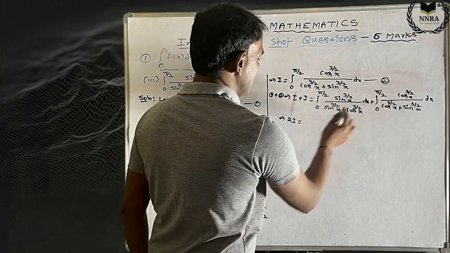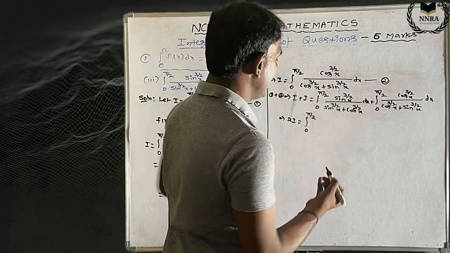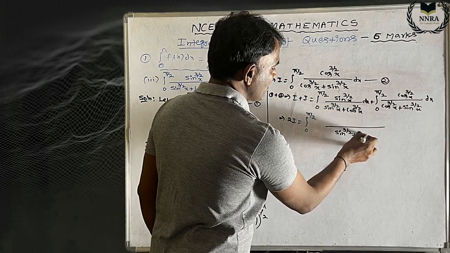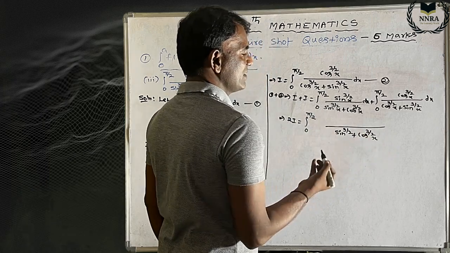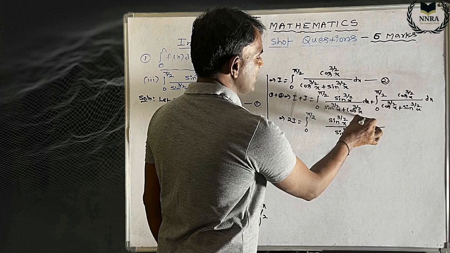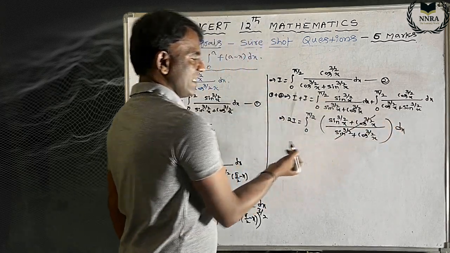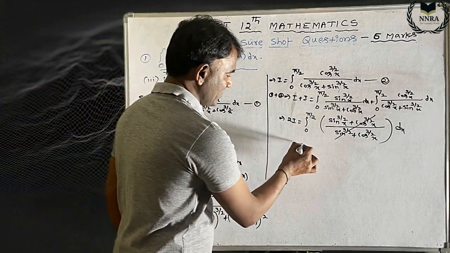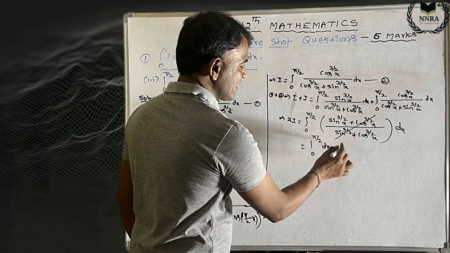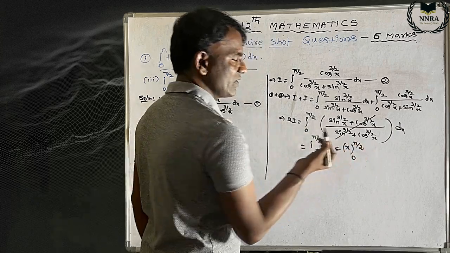And this is the common integral symbol, 0 to pi by 2. The denominator is the same, so write here sin power 3 by 2 x plus cos power 3 by 2 x, and the numerator is also the same, sin power 3 by 2 x plus cos power 3 by 2 x, into dx. Now both get cancelled. Then what's the remaining? Integral 0 to pi by 2 dx. But what is integral dx? That is x. What are the limits for this? 0 to pi by 2.